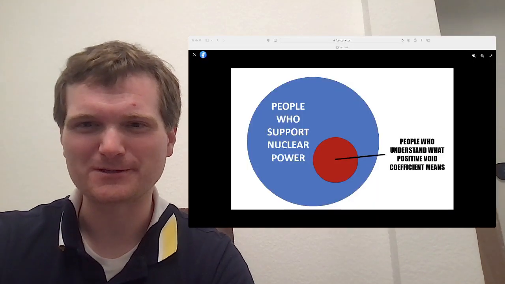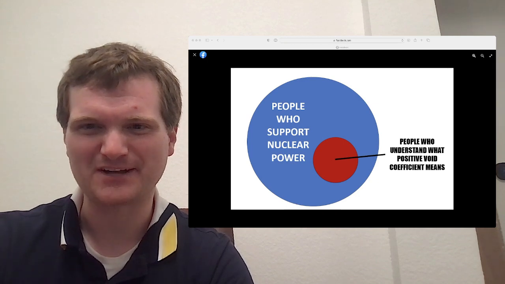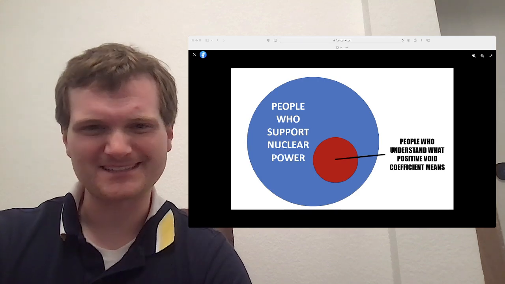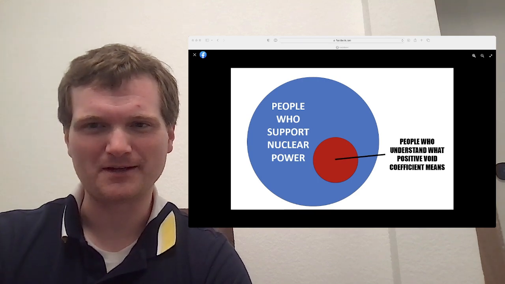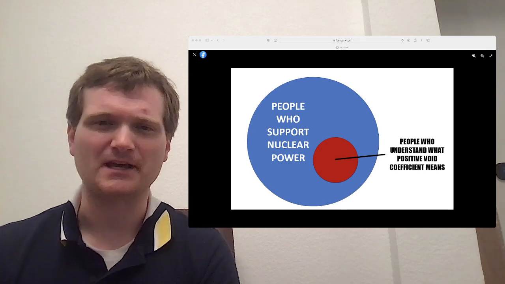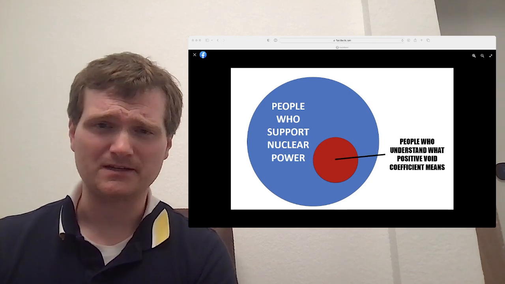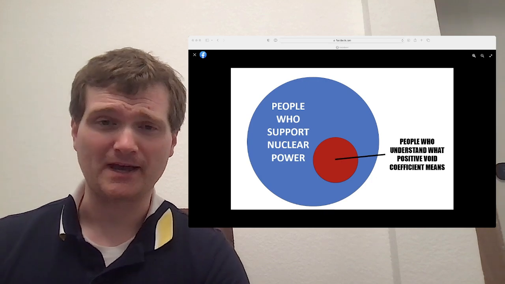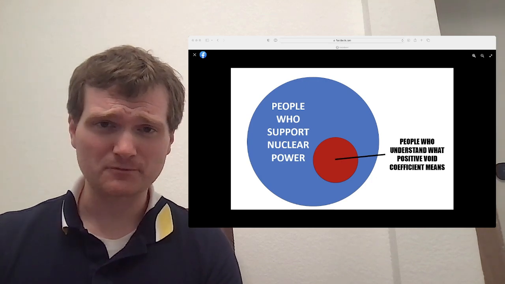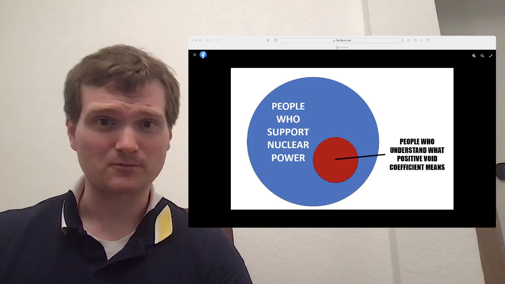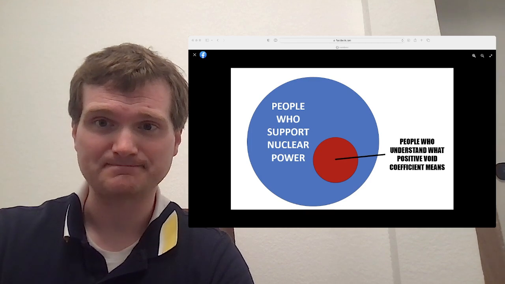People who support nuclear power and people who understand what the positive void coefficient means. Wow, that's a challenging and very technical one. So, reactivity coefficients, let's break this down. First off, reactivity is basically the direction the nuclear reactor is going. Positive reactivity, reactor power going up. Negative reactivity, reactor power going down.